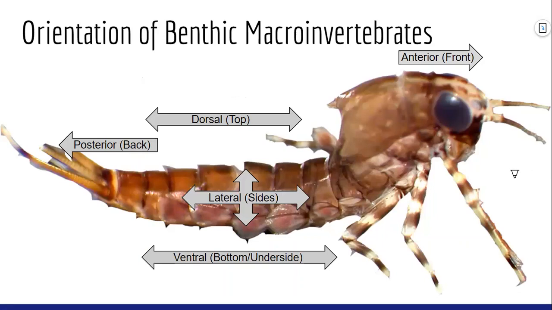So to start things off, we have anterior, which is anything that's located at the front of an invertebrate, such as antenna or eyes. The posterior is anything that's located at the back end. So for example, we have 3 posterior tails here. Dorsal is anything that's located on the top side of an invertebrate. Ventral is anything located on the bottom or underside. And then lateral is anything that's located on the sides. So for example, lateral gills are present here, you can see.